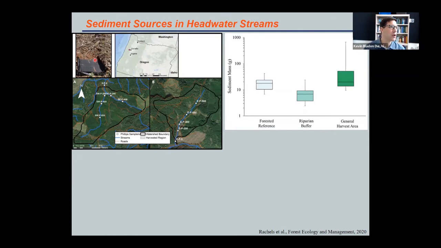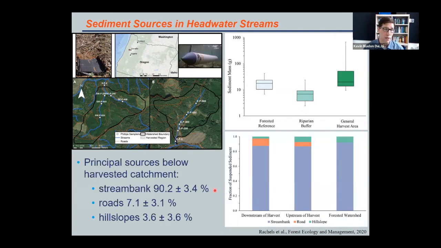They put these small little sediment fences in reference sites within the riparian buffer and in the largest area of disturbance, which is the general harvest area. And yeah, they observed sort of an order of magnitude increase in sediment moving off of the general harvest area, but really that fell out in the riparian buffer and gives some anecdotal evidence that maybe our riparian areas are being fairly effective at reducing that sediment movement to streams.